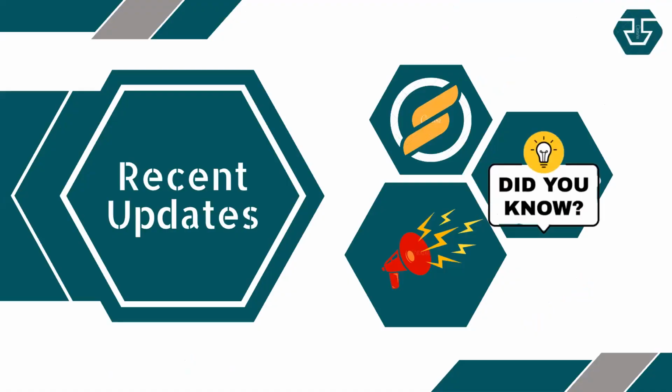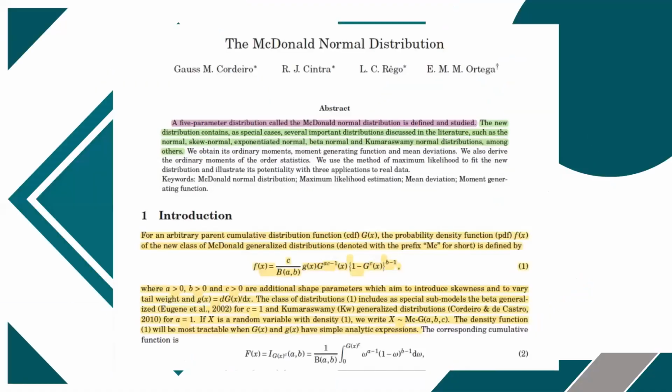Coming to the recent updates, McDonald's normal distribution. A 5-parameter distribution called the McDonald normal distribution is defined and studied. The new distribution contains, as special cases, several important distributions discussed in the literature, such as the normal, skew normal, exponentiated normal, beta normal, and Kumaraswamy normal distributions, among others.